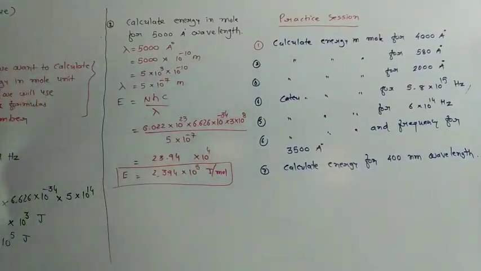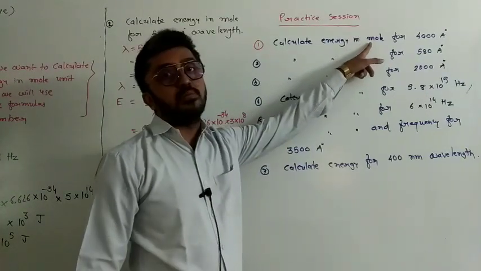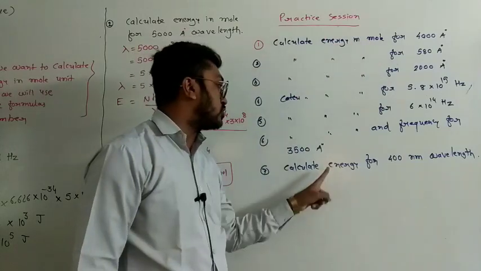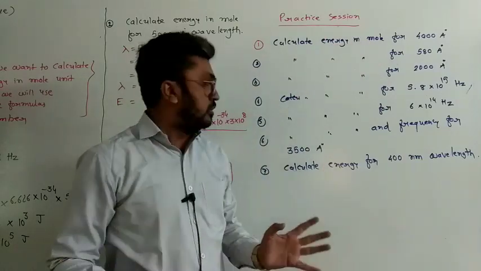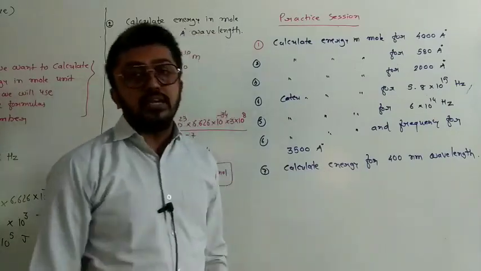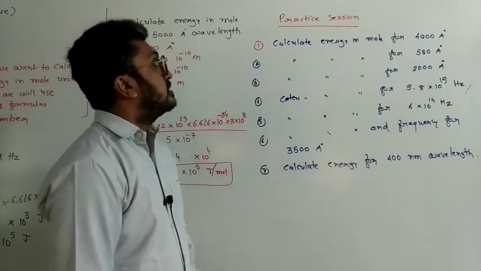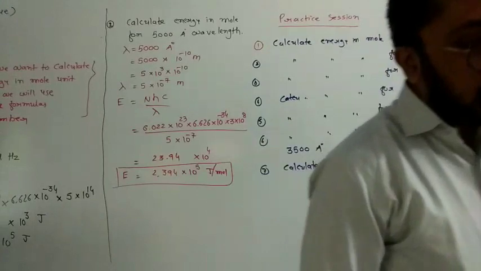So these are the important practice questions for today's lecture. All the students, you must know these two important formulas: E is equal to h nu and E is equal to hc upon lambda. If we want to calculate energy in mole, then we will multiply it with Avogadro number. But if we want to calculate energy simply in joule, then we will use E is equal to h nu or E is equal to hc by lambda.